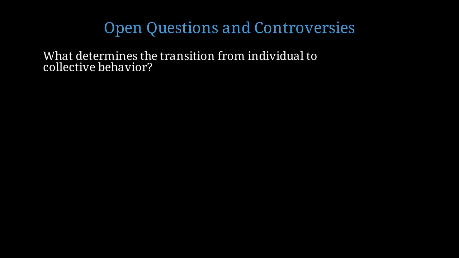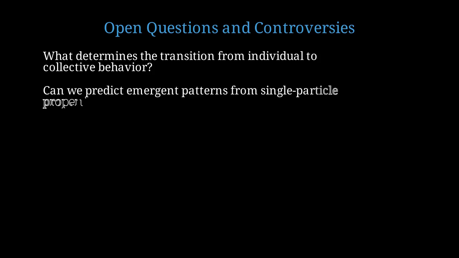Let me highlight some open questions and ongoing controversies in the field. This is an active research area with many unresolved issues. One fundamental question is, what exactly determines the transition from individual particle behavior to collective phenomena? Is it just particle density, or do other factors like the strength of chemical interactions play equally important roles? Another challenge is prediction. Can we look at a single particle's properties, its size, catalytic activity, phoretic mobility, and predict what patterns will emerge when you have millions of such particles? This remains largely an open problem.